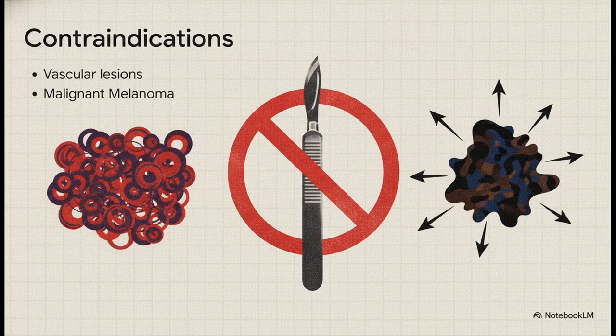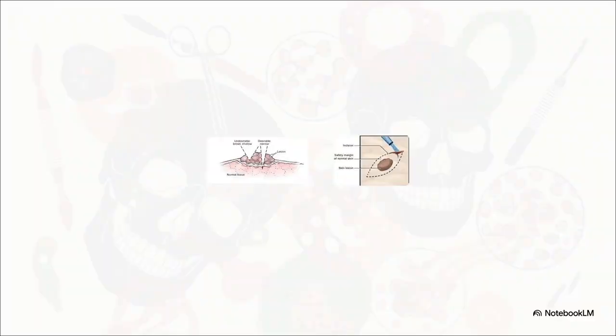Number 2, malignant melanoma. Doing an incisional biopsy, meaning just taking a piece, on a melanoma is a fatal error. It can trigger rapid, uncontrollable metastasis. You must know these contraindications cold. Now, when you are safe to proceed with an incisional biopsy, technique is absolutely everything. An undesirable biopsy is broad and shallow. It's basically a useless scrape of necrotic tissue that gives the pathologist absolutely nothing to work with.